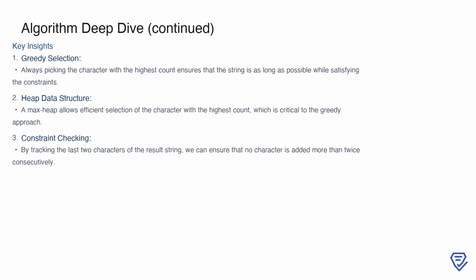The greedy algorithm works well because it leverages 3 key insights. First, always selecting the character with the highest count ensures that we make progress toward the longest possible string. Second, using a max heap enables efficient retrieval of the character with the maximum count while allowing us to update and reorder the heap dynamically as counts decrease. Finally, by tracking the last two characters of the result string, we can easily enforce the rule that no character appears more than twice consecutively. These insights work together to provide an efficient and effective solution that avoids the computational pitfalls of the brute force method while still guaranteeing correctness.